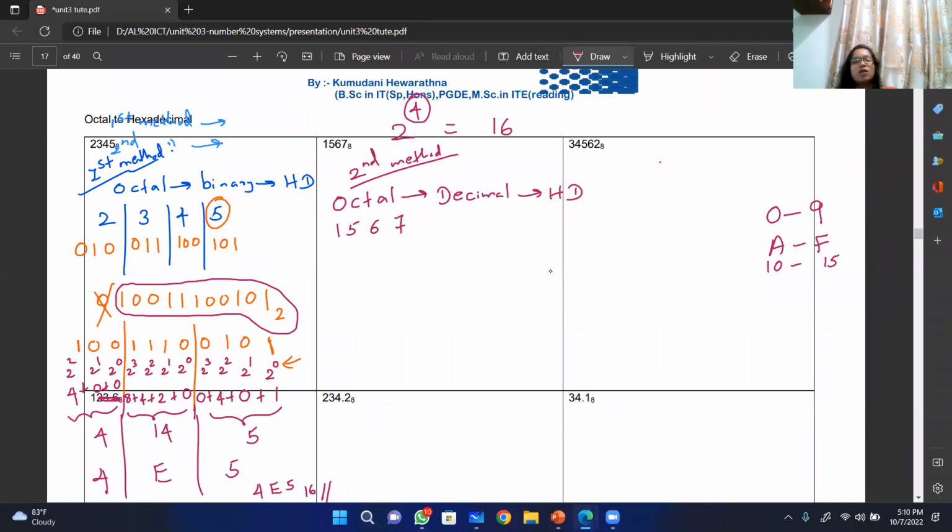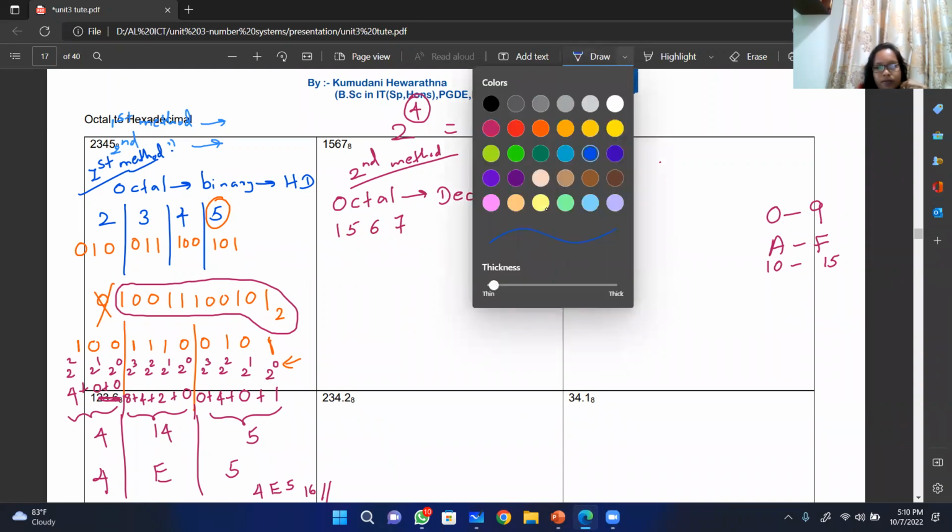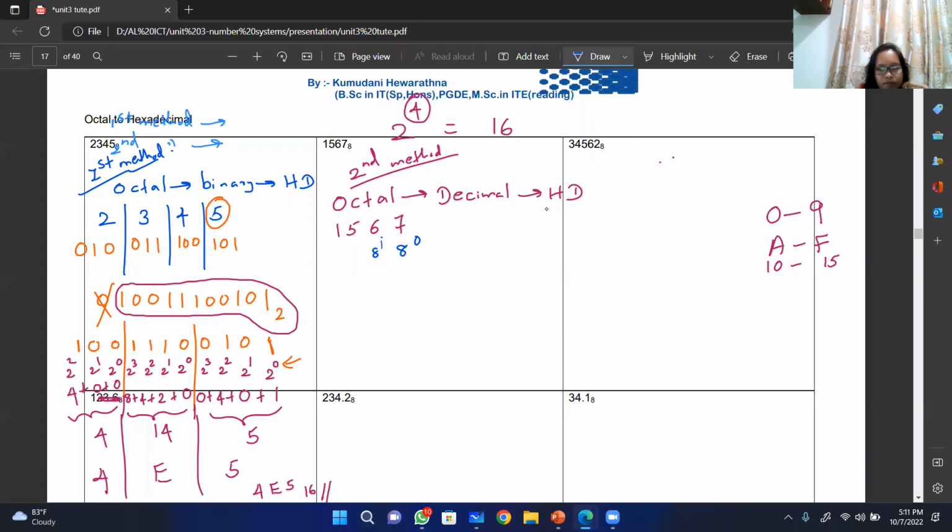How to convert octal into decimal? What is the method? We should write down the powers of 8. That is 8 to the power 0 is 1, 1 into 7 is 7.